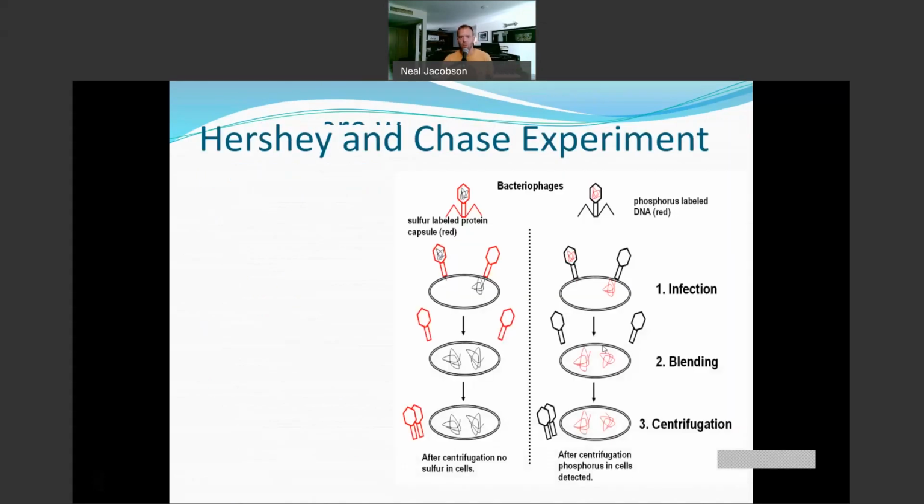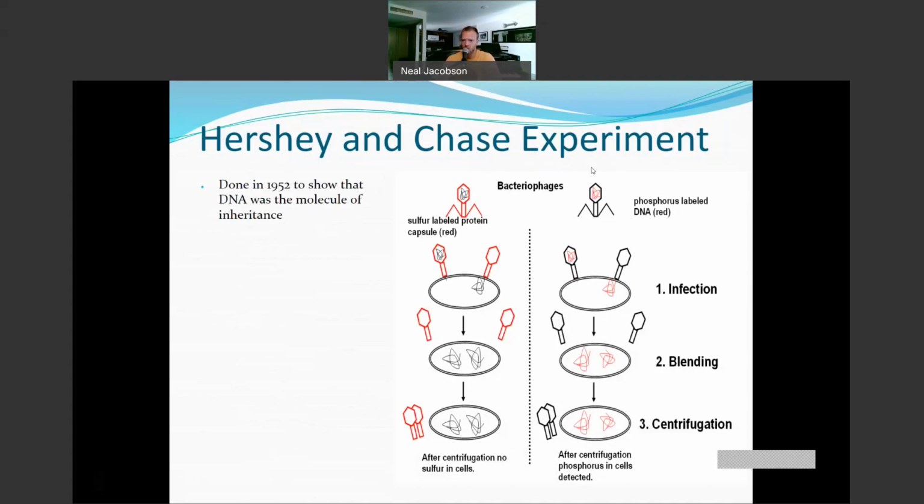So what happened was these guys named Hershey and Chase did an experiment with viruses and bacteria. Bacteriophages are viruses that infect and only target bacteria. And so they did these experiments in 1952. So this is almost a decade before Watson and Crick won the Nobel Prize for their discovery of the structure of DNA, like the molecular structure.